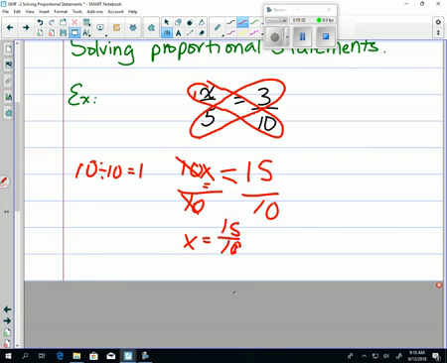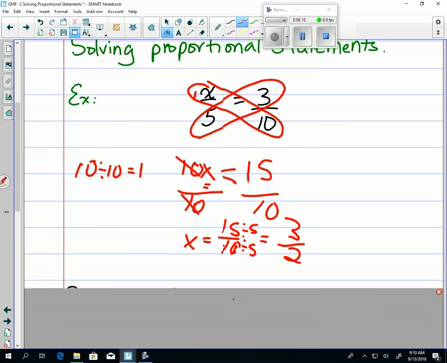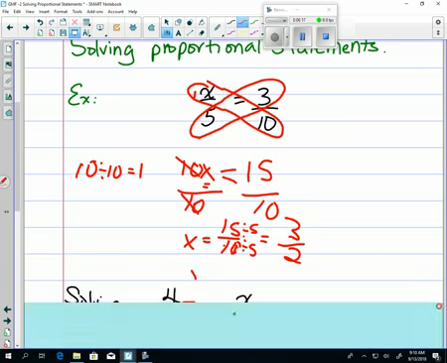But we can reduce that because they have 5 there. So I can divide this by 5. I can divide this by 5. So 15 divided by 5 is 3. And 10 divided by 5 is 2. So x will equal 3 over 2.